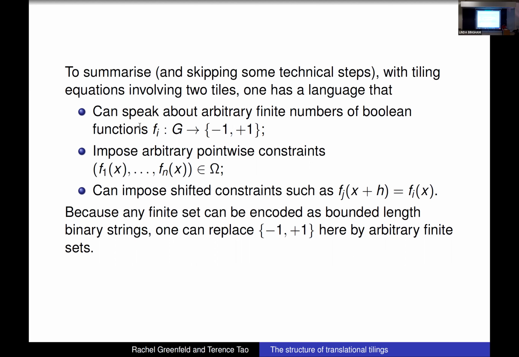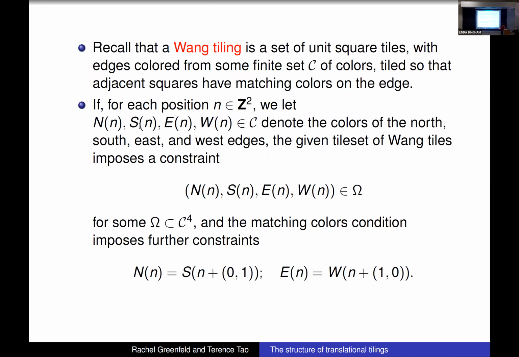Now, this is enough of a language to encode the Wang tiling problem. Recall that we have these Wang tiles, which are sets of squares with different colors, and there are ways to tile them together to make undecidable tilings. Now, the Wang tiling problem you can encode as a set of constraints about functions. So a Wang tiling, there's a set of colors, and at every given square in your lattice, you have a color for your north edge, south edge, west edge, and east edge. So you have basically 4 color functions on Z2.